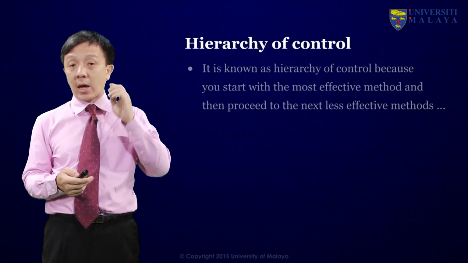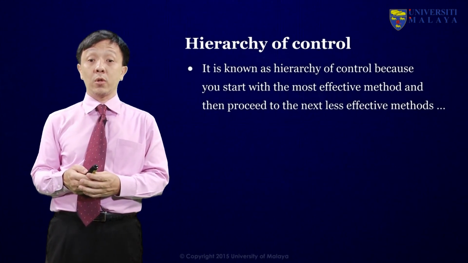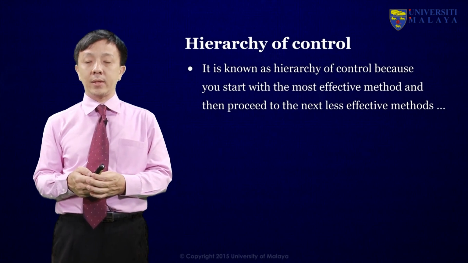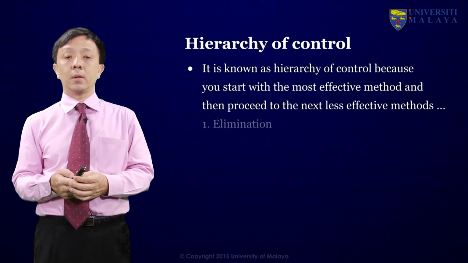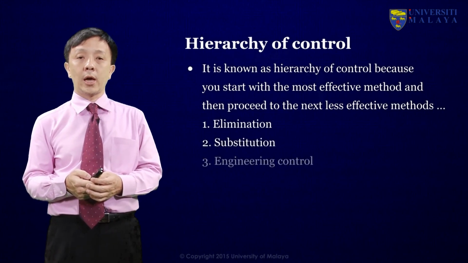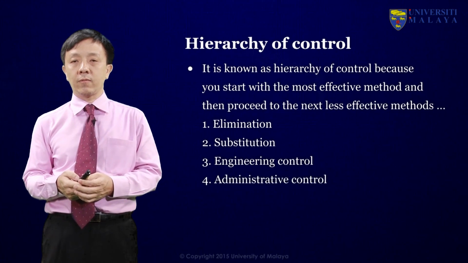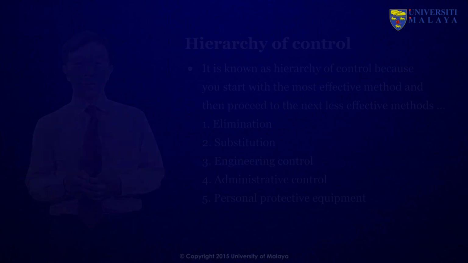We will discuss the hierarchy of control. It's known as hierarchy of control because you start with the most effective method and then proceed to the next less effective method. It consists of elimination, substitution, engineering control, administrative control, and last, personal protective equipment.